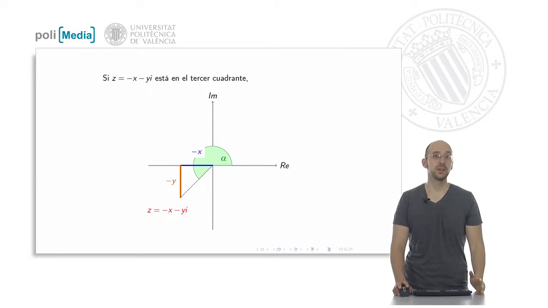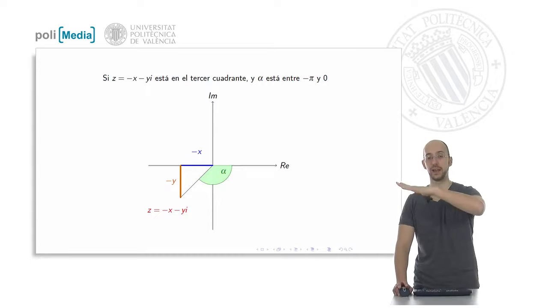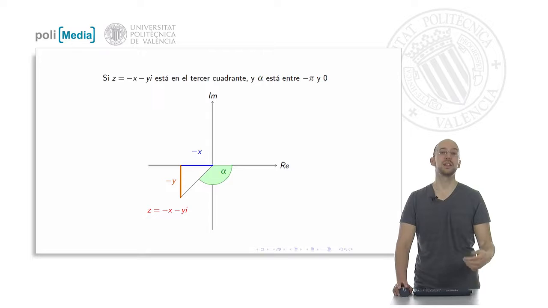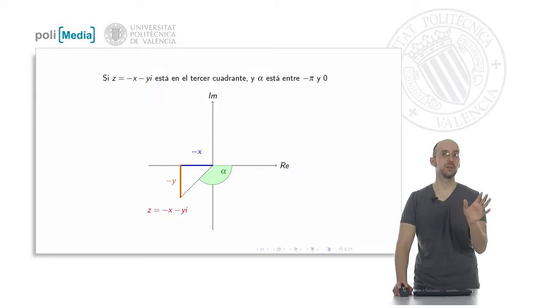If it is in the third quadrant, we have exactly the same. We measure the angle from the real axis until we come to touch the complex number, which in this case has the real part and the imaginary part negative. We could also have measured the angle in negative, that is, from the real axis down, and say that the angle would be in this case, for example, minus 3 pi quarters or minus 5 pi quarters. This way of measuring it is to try that the angle is always between minus pi and 0.